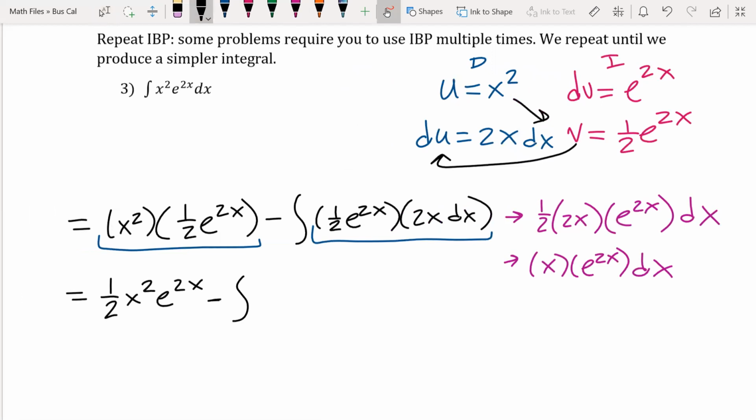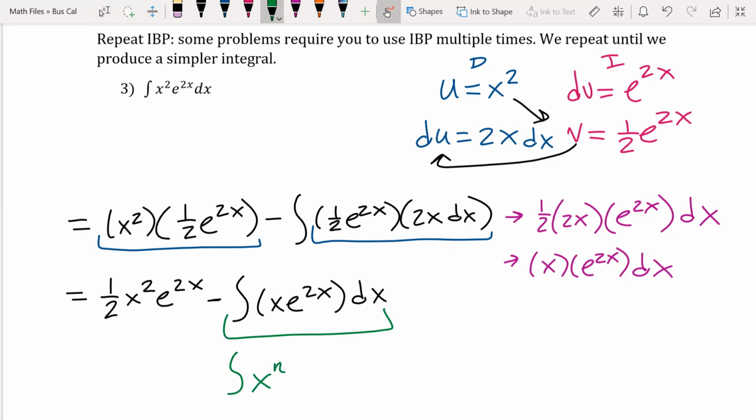The integral of x e to the 2x dx. Okay, perfect. But now we once again see we have this special form. This is the form that we saw earlier. This is still x to the n e to the x dx, which means we have to integrate by parts one more time.